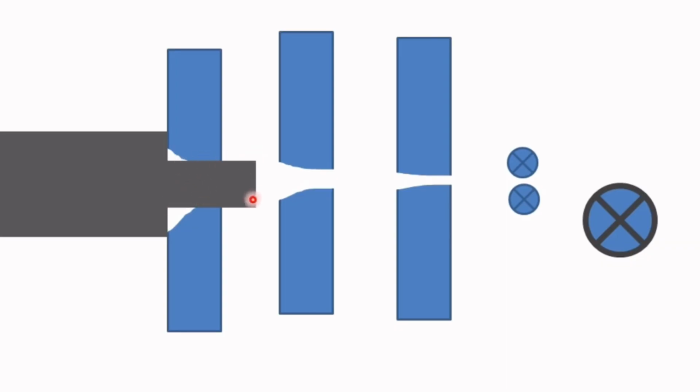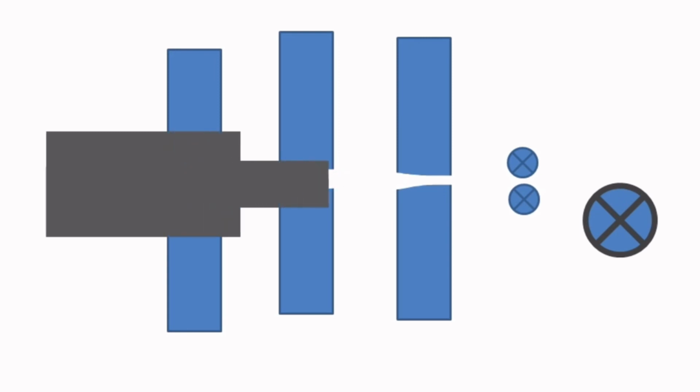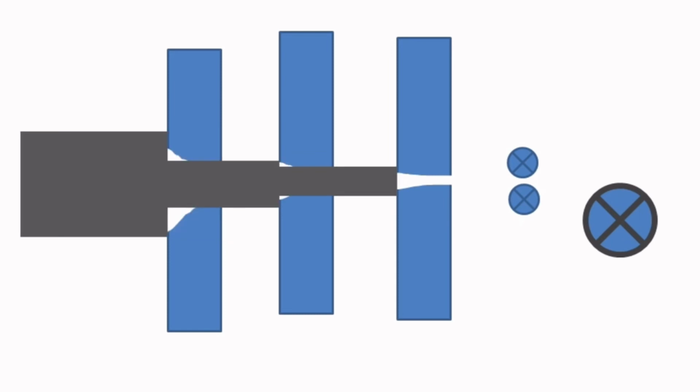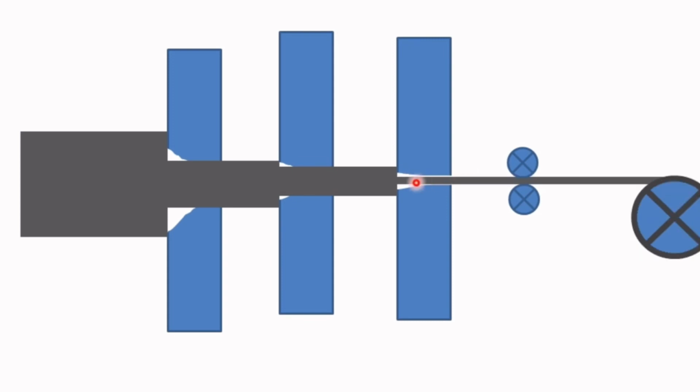As you can see, the wire is pulled into the first die and then it moves into the second die until the wire moves into the last die. You can see the wire diameter and the thickness will be changed.